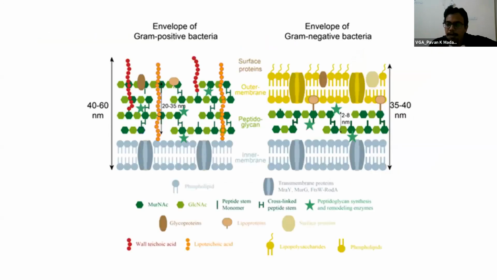Coming to the cell wall, based on its composition, bacteria are divided into two types: gram positive and gram negative. This classification is based on the staining technique developed by Christian Gram. If teichoic acid is present in the cell wall, it is called gram positive and it retains the blue or purple color, whereas gram negative bacteria don't have any teichoic acid. They retain the safranin color, that is the pink color, so they are called gram negative.